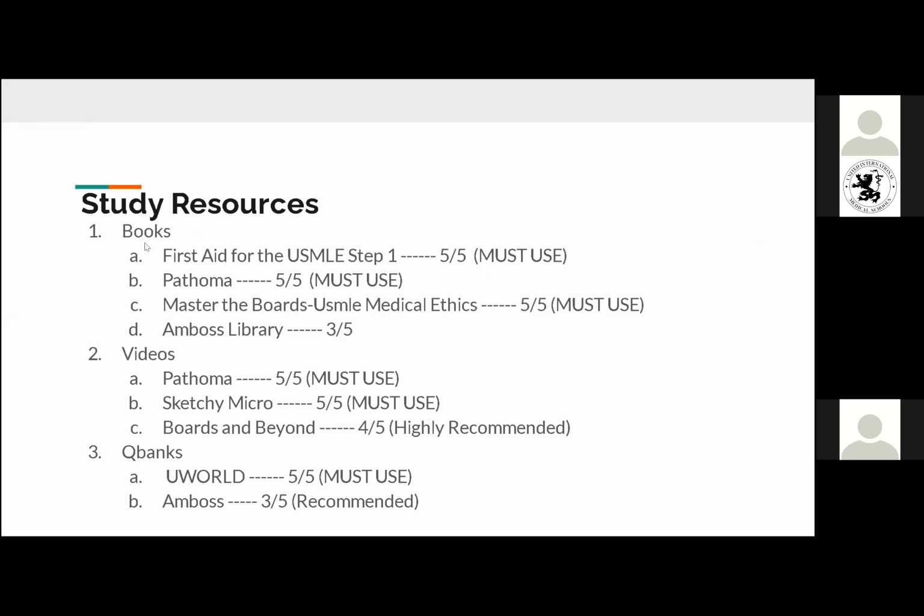So I really recommend that you buy these 3 books if you want to pass or do well on your USMLE Step 1. There's also Amboss, which is not really a book, but it's a library. And I also recommend using Amboss, not so much for USMLE Step 1, more for USMLE Step 2 CK. I didn't really use it at all for Step 1, which is why I didn't give it like 5 out of 5. But I think our faculty gives it for free anyway, so you should use Amboss if you can.